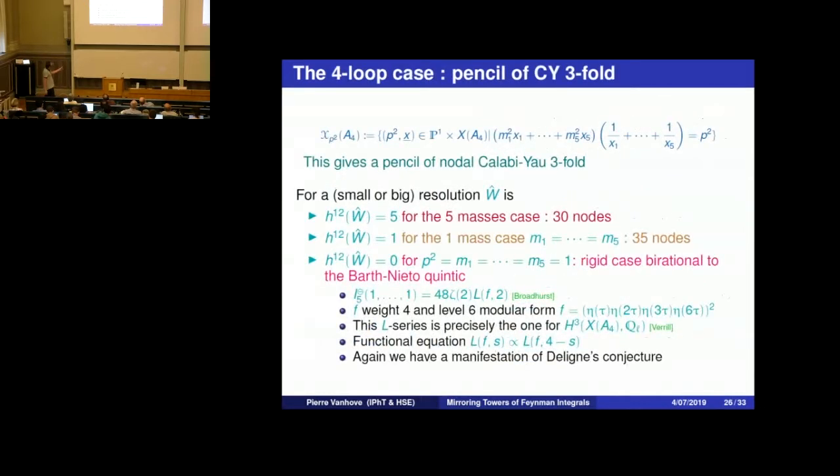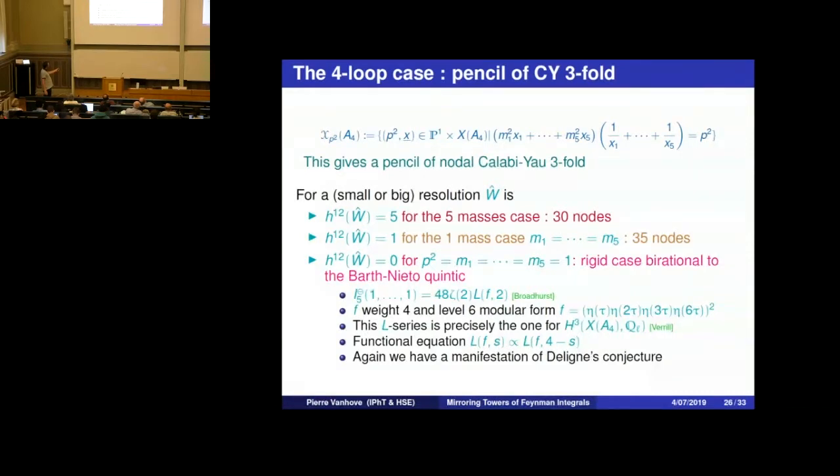So we have a pencil of Calabi-Yau threefolds, but then we have a pencil of nodal Calabi-Yau threefolds. I'm just writing the case for h12 equal h21, actually, for any resolution, small or big. So you have 30 nodes. This is when all the masses are different, and h1 is 5. When you go to the one-mass case, so all these are the same but p square is different from that, then h1 is 1, and you have 35 nodes, so you get 5 more nodes. But that you can construct.